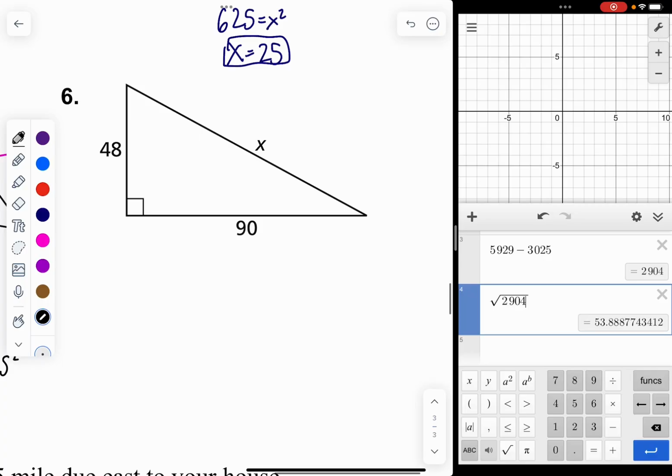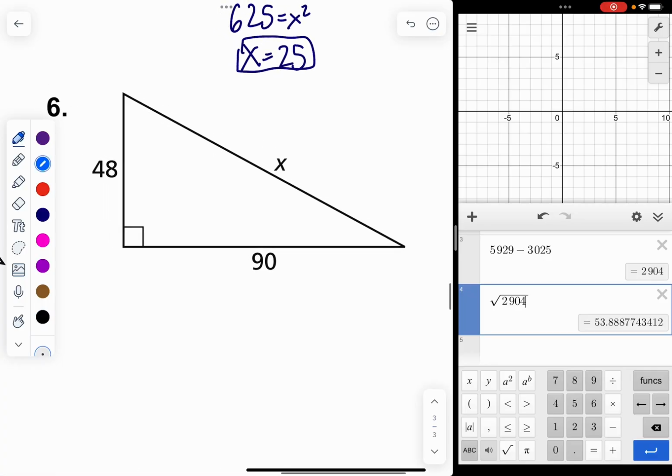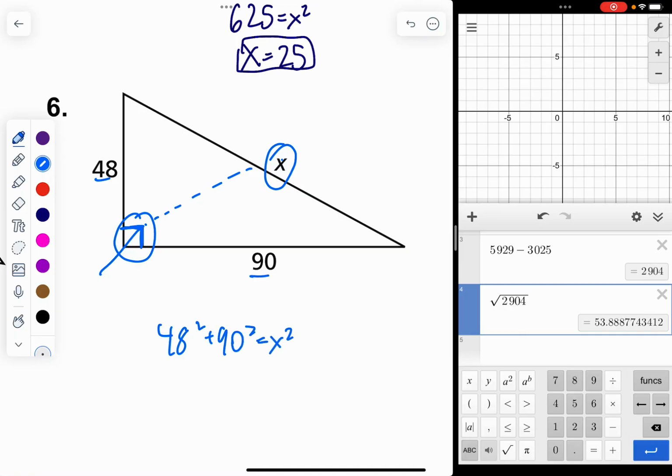And then the last one, 48, 90, and x right over here. The right angle will point you towards where your hypotenuse is. And this time we're looking for the hypotenuse. 48 squared plus 90 squared equals x squared.